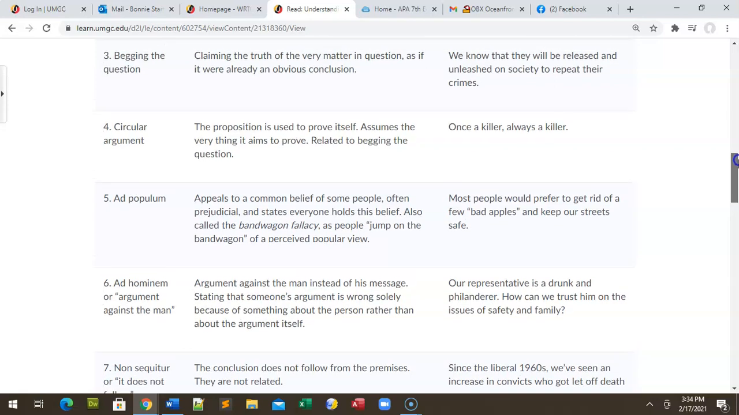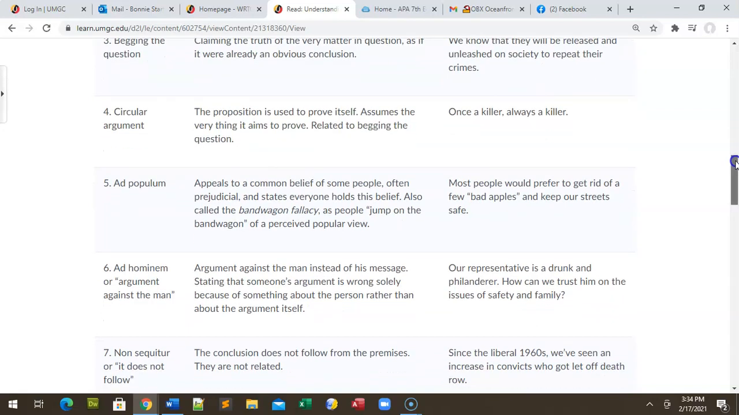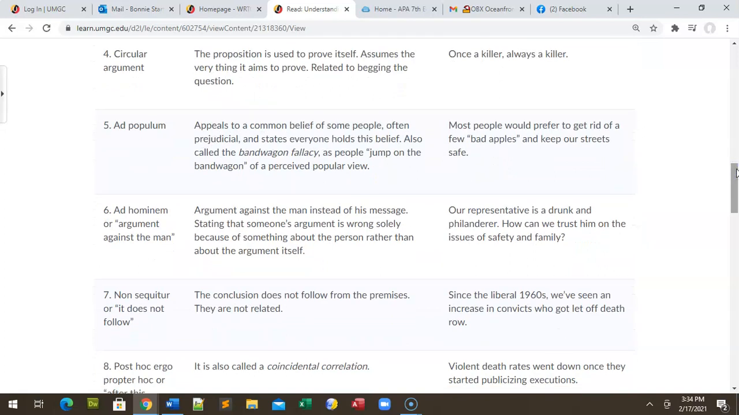Begging the question is claiming the truth as if it were already an obvious conclusion. Your circular argument, something like once a killer, always a killer. We try to use the proposition to prove itself.